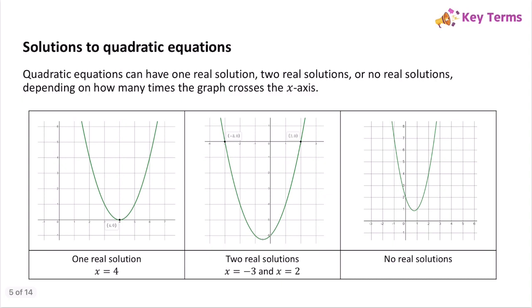So remember, when we solve quadratic equations, we can find one real solution, two real solutions, or no real solutions. And it depends on how many times the graph crosses the x-axis. So if it intersects the x-axis at one point, we have one real solution. We have two real solutions if the graph crosses the x-axis twice, and if it just hovers above the x-axis and doesn't ever actually intersect it, we have no real solutions.